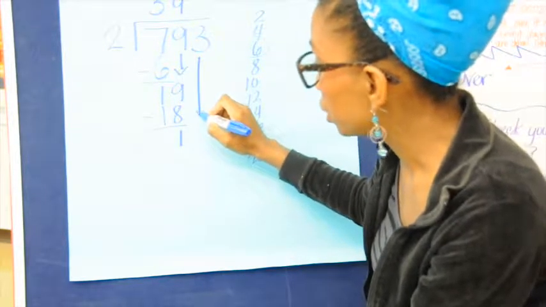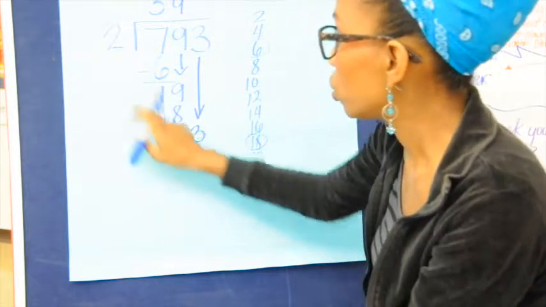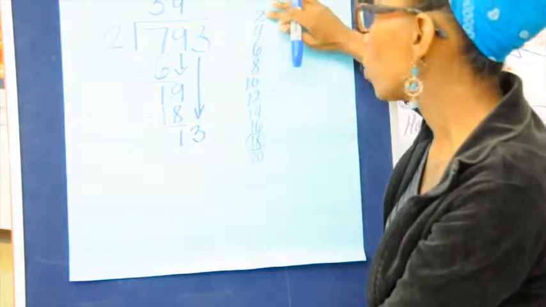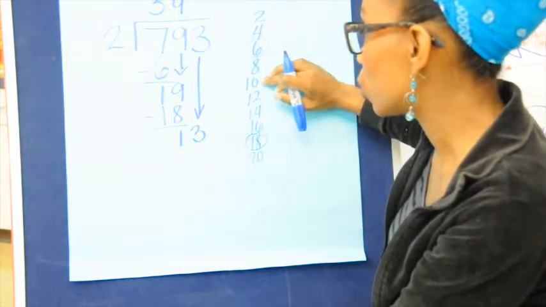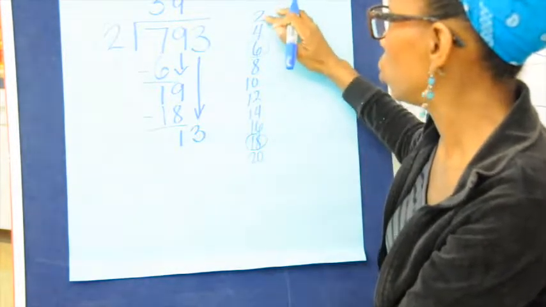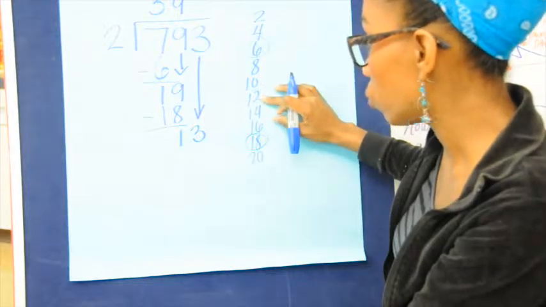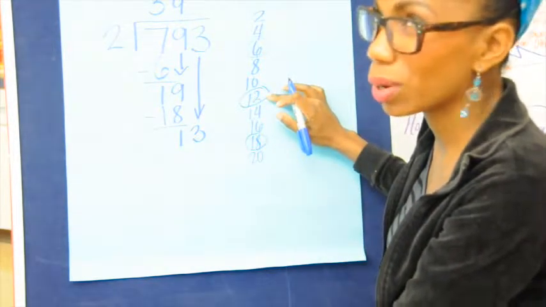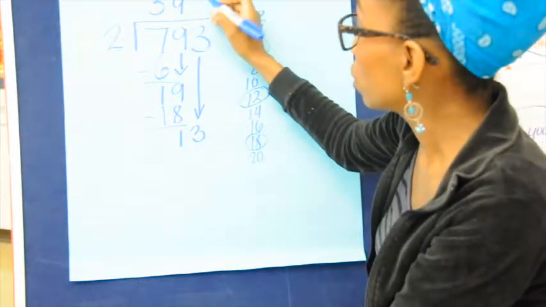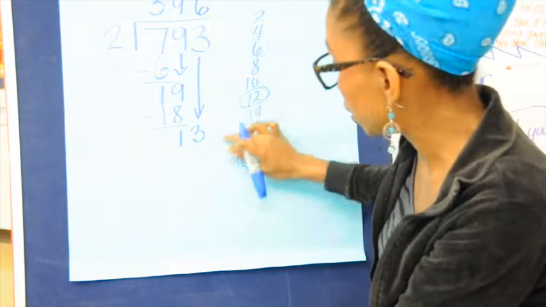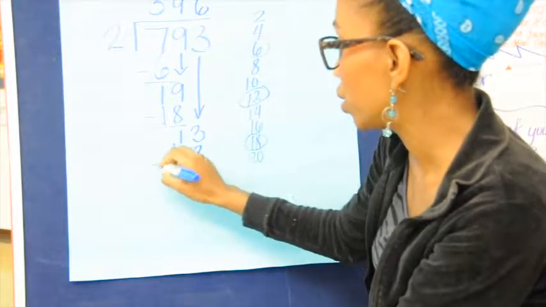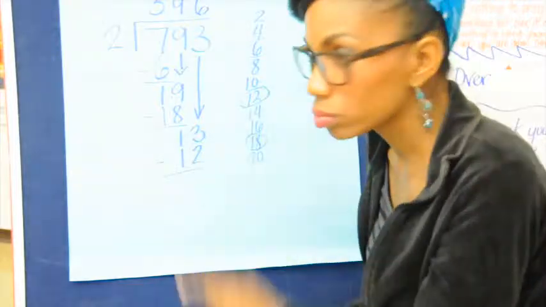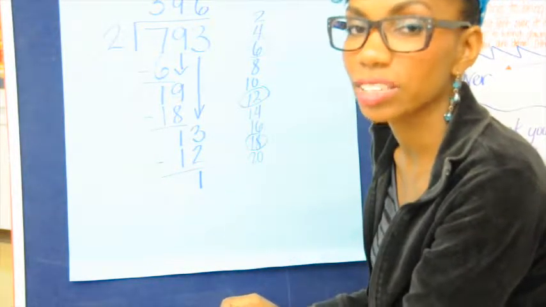Now I get to bring down my 3. So now I have 13. How many times does 2 go into 13? Or, which multiple of 2 is closest to 13, but not greater? 2, 4, 6, 8, 10, 12. Can't say 14 because that's bigger. So it's 12. 2 times what equals 12? 2 times 6. So I put my 6 up top, take that 12, write it right underneath here. 13 minus 12 equals 1. We said 1 a lot in this video.